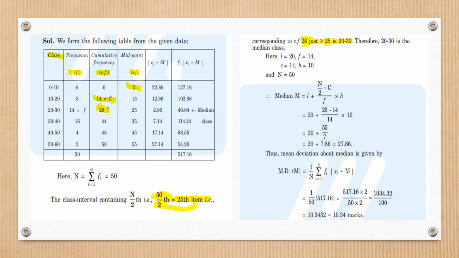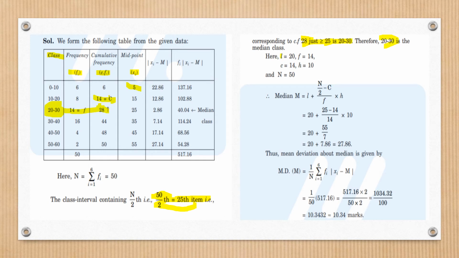Now I have to find the median class. So how to find the median class? I require the 25th term. The cumulative frequency before this ends at 14, so the 25th term will lie here. So this is my median class, 20-30.